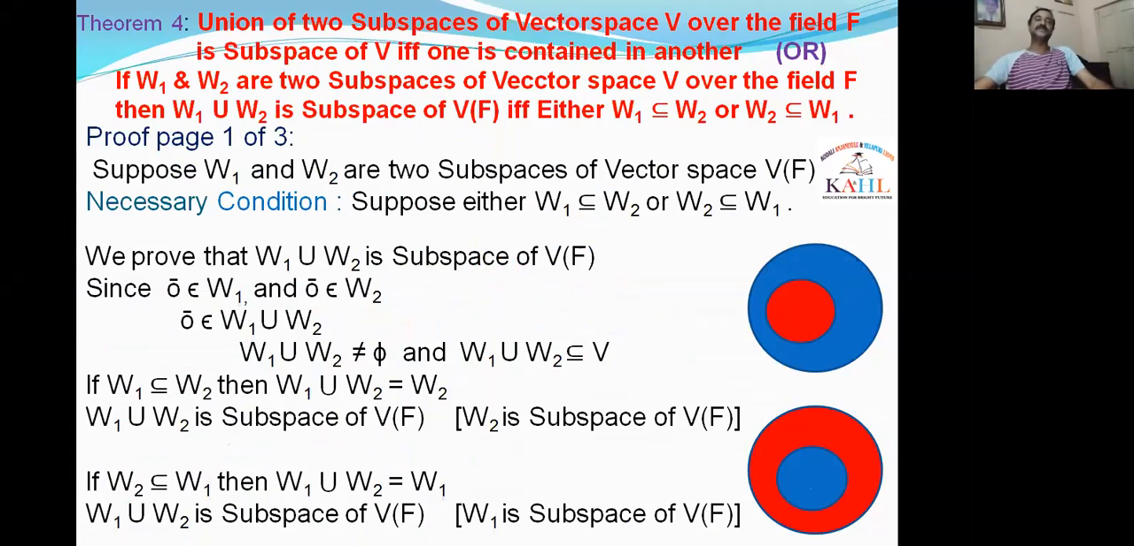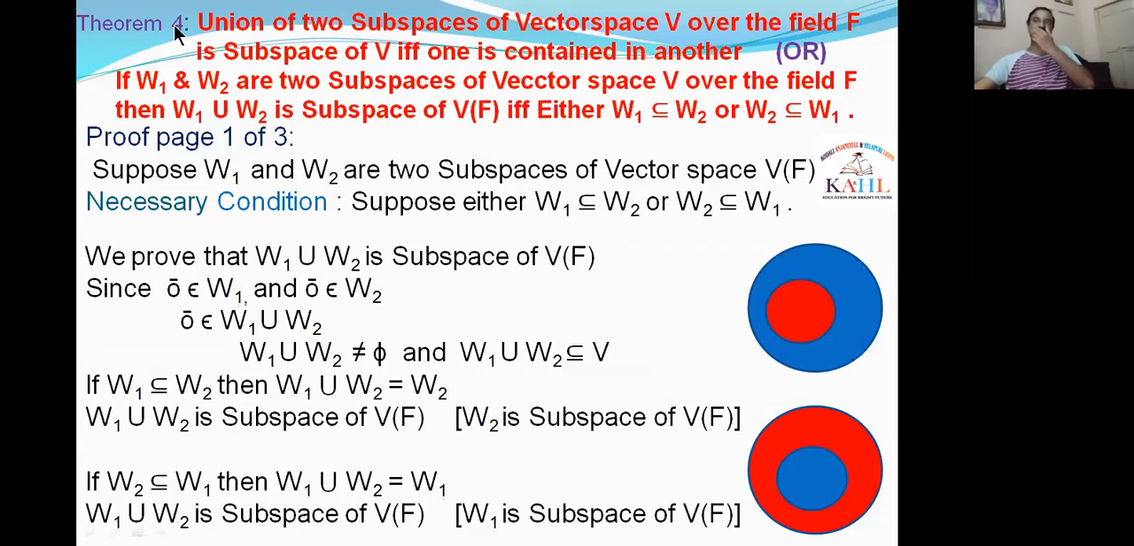Intersection of two subspaces is a subspace. The second one is intersection of an arbitrary family of subspaces is again a subspace. Now today we are going to learn another theorem, that is theorem 4, on the union of subspaces.